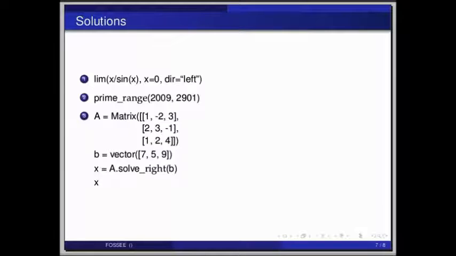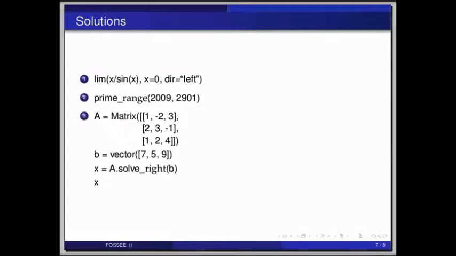So now we can look at the answer. To find the limit of an expression from the negative side, we add an argument dir is equal to left as limit within brackets x by sin x, comma x is equal to 0, comma dir within double quotes left. And for the second question, the prime numbers from 2009 to 2900 can be obtained as prime underscore range within brackets 2009, 2901.